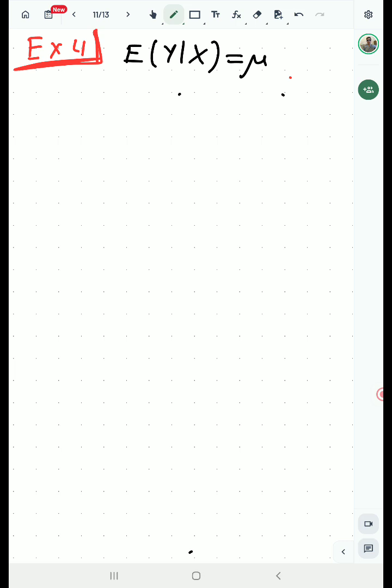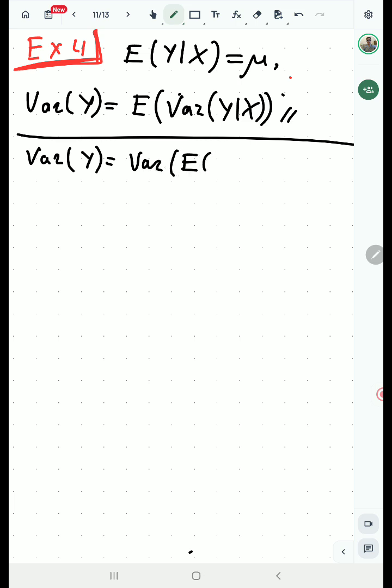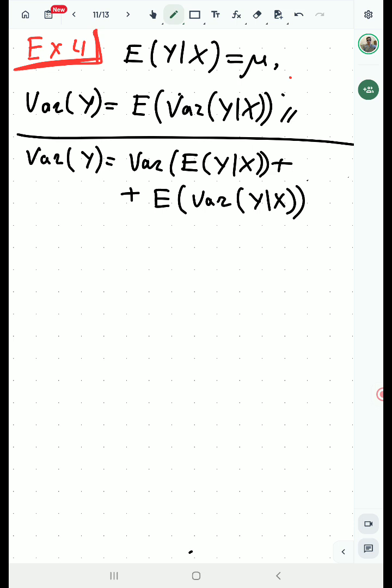All right, now we have to prove that the variance of y is actually equal to the expectation of the variance of y given x. Here we have to use the law of total variation. The law of total variation tells you that the variance of y is nothing but the variance of the conditional expectation of y given x, plus the expectation of the conditional variance, the expectation of the variance of y given x. This is called the law of total variation. You can Google it and see what it is.